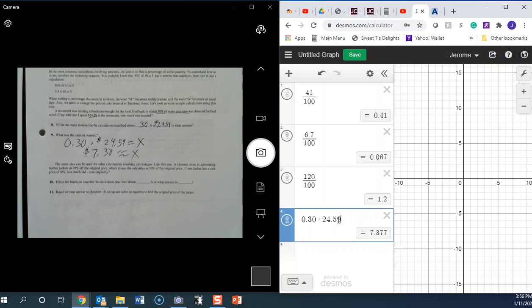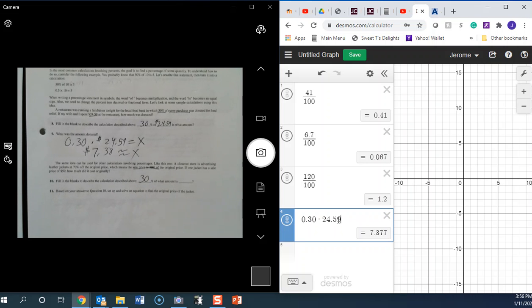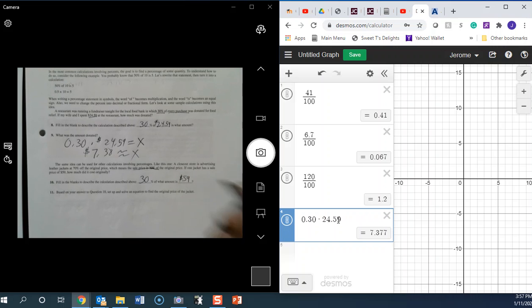Okay, so first of all, it tells us that the sale price is 30% of the original price. So it'll be 30% of what amount. We don't know what the original price is, so that'll be the what amount is, and 30% of that, the new price would be $59.